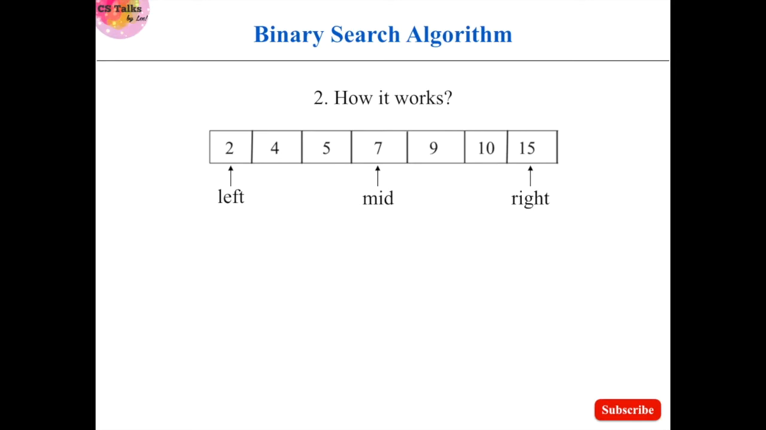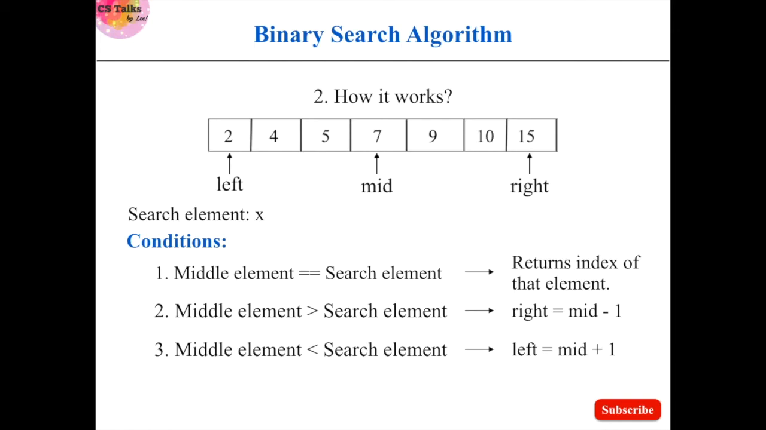Now let's understand how this algorithm works. For that, let us consider an array where the elements are sorted, and you will be having three iterators, namely left, right and midpoint. Initially, this left iterator points to the starting index of the array and this right iterator points to the ending index of the array. And this midpoint will directly hit the middle element of the array and point to that index. This midpoint will be calculated by taking the average of left and right.